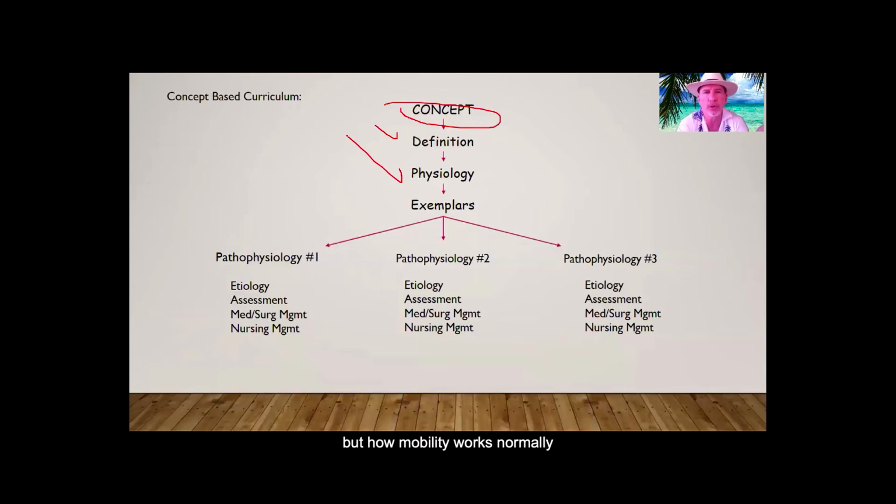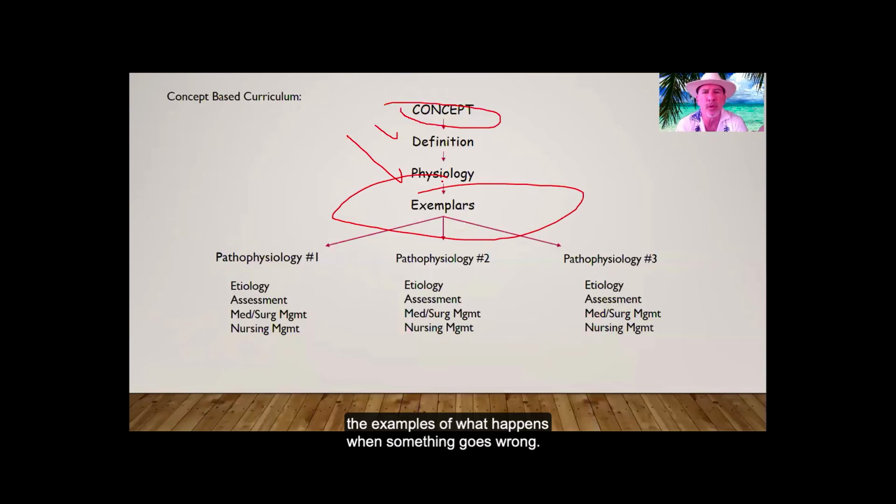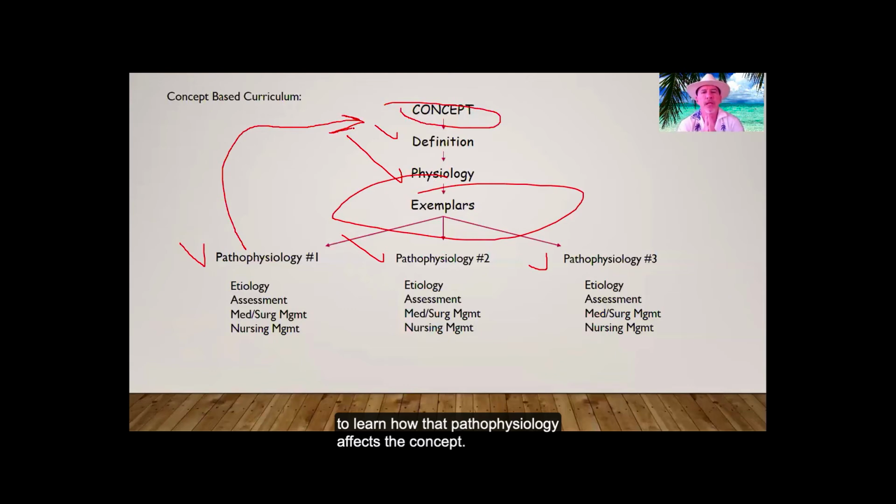But how mobility works normally, we're all pretty much familiar with that. We do it every day. And then we use what's called exemplars. Exemplars are another name for the examples of what happens when something goes wrong. So in other words, an exemplar is a pathophysiology. And what we'll do is we only take a couple pathophysiologies and study those. And the reason we do that is we want you to learn how that pathophysiology affects the concept. How does a pathophysiology affect mobility?